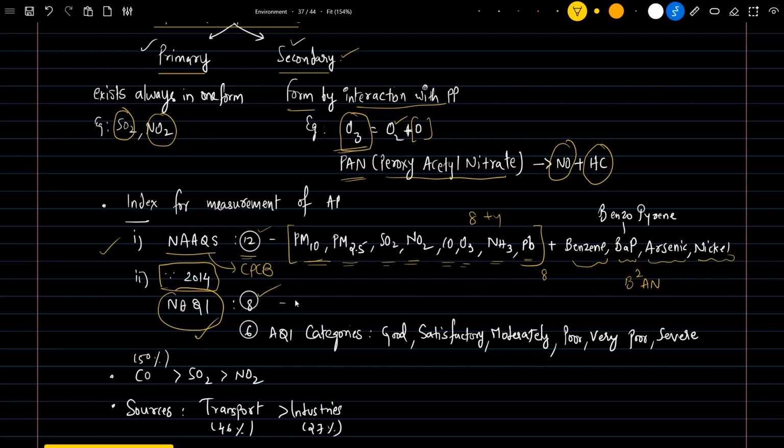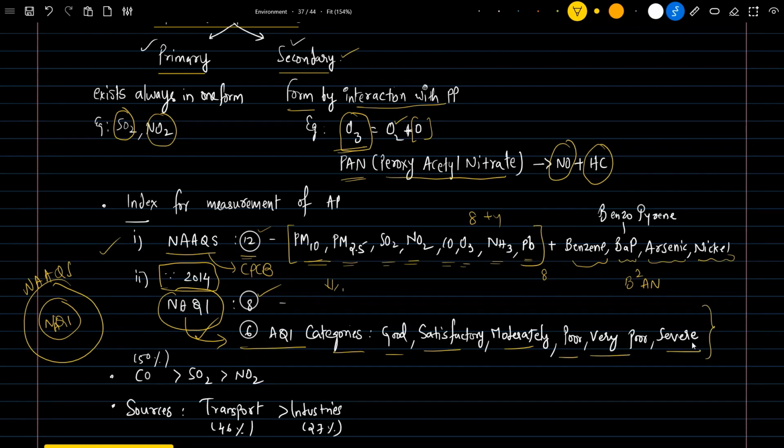Basically, it calculates 8 pollutants. So you can say the National Air Quality Index is a subset of the National Ambient Air Quality Standard, and this AQI has 6 categories, ranging from good, satisfactory, moderately polluted, poor, very poor, and severe. Based upon the different levels of these 8 pollutants, CPCB categorizes the air into these 6.